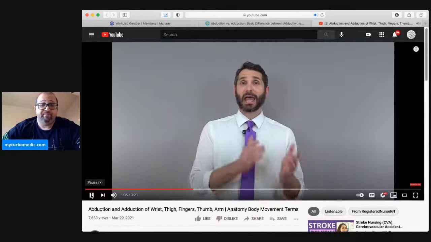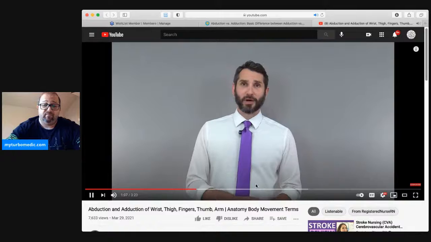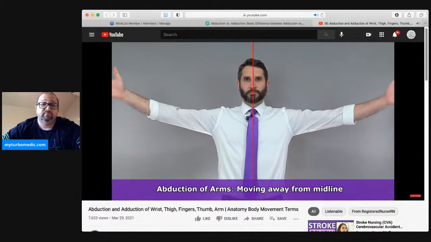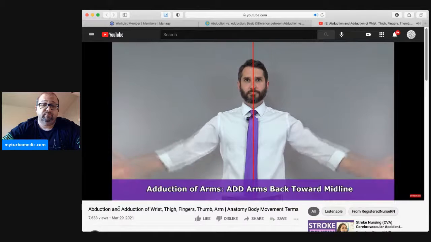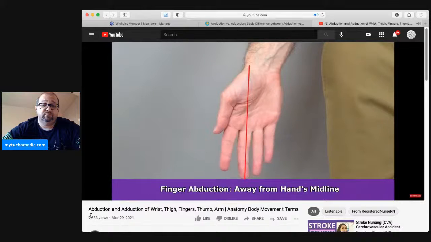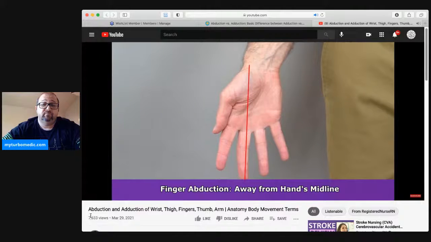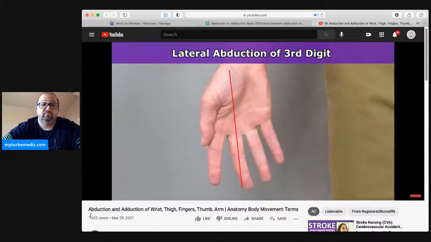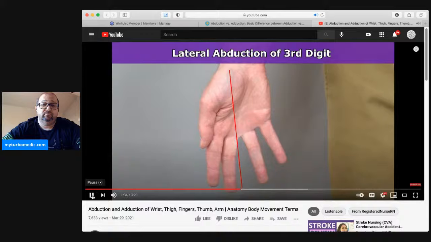Stand by. Examples of abduction and adduction on the body. During arm abduction, the arms move away from the body's midline. During arm adduction, you add them right back toward the midline. Finger abduction occurs when the fingers move away from the midline of the hand, whereas finger adduction occurs when you add them back toward the hand's midline. When the middle finger, which serves as the midline point of the hand, deviates away from the body in the anatomical position, it's called lateral. I call it the Spock move.